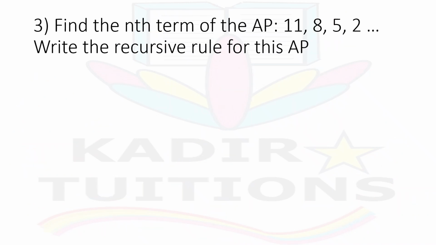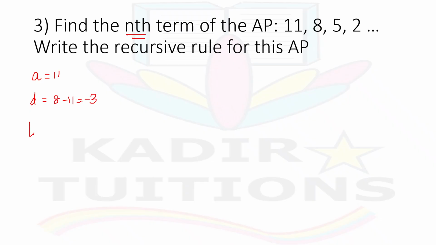The third question is find the nth term of AP 11, 8, 5, 2. Write the recursive rule for this AP. So first we'll find the nth term. In order to find the nth term, we need to know the value of A and D. So the value of A is the first term. The value of D is second term minus first term, which is minus 3.